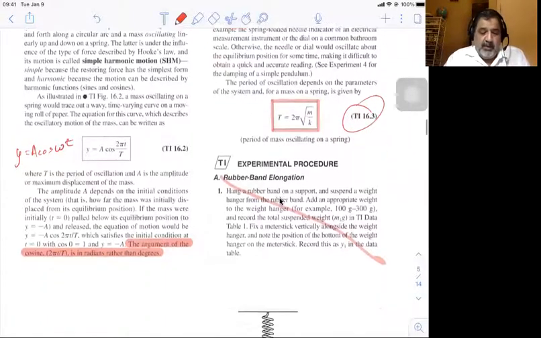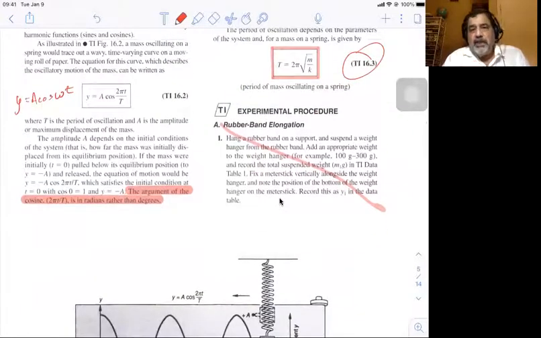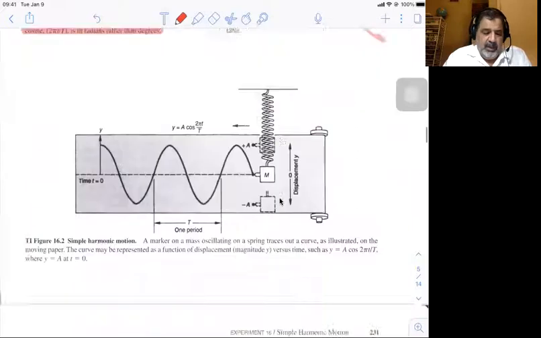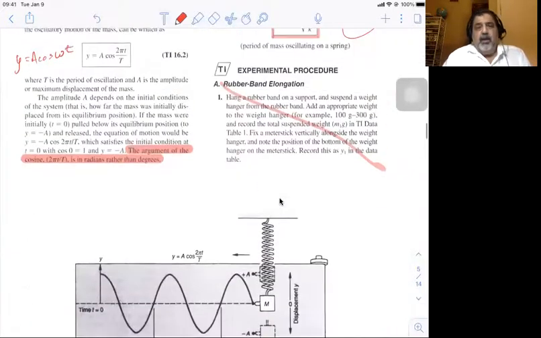So we're going to come up with the spring constant two ways. The first way is by stretching it and seeing the elongation. And the next, we're going to measure the period. And if we solve for K, we can get the spring constant that way. Now, we're going to skip part A.